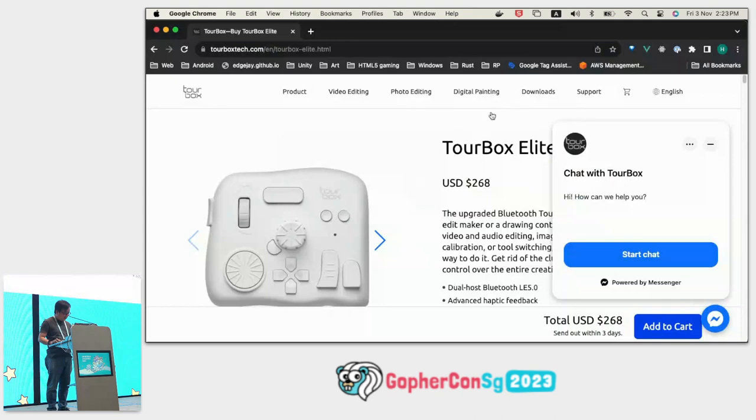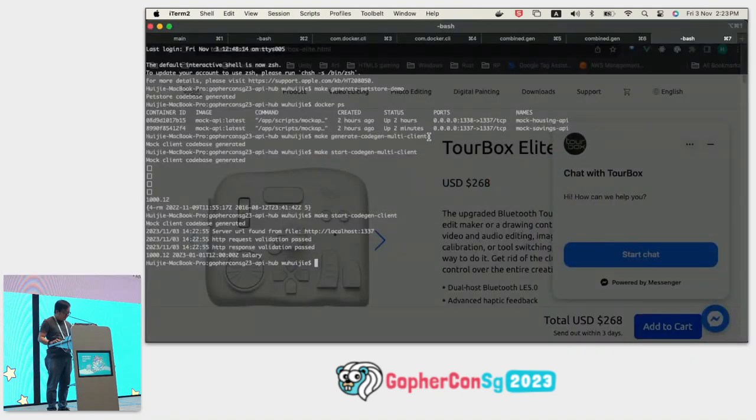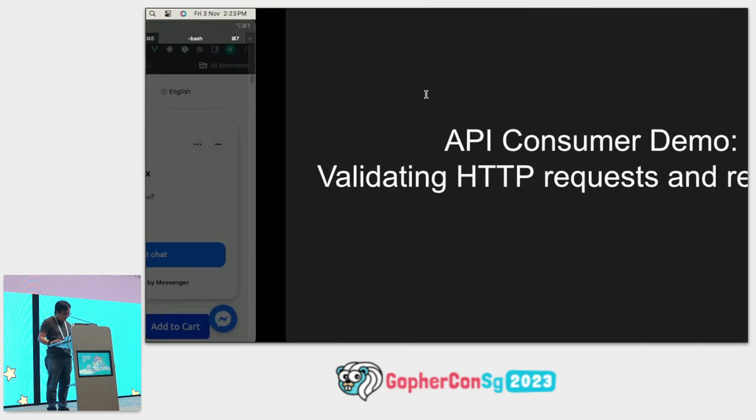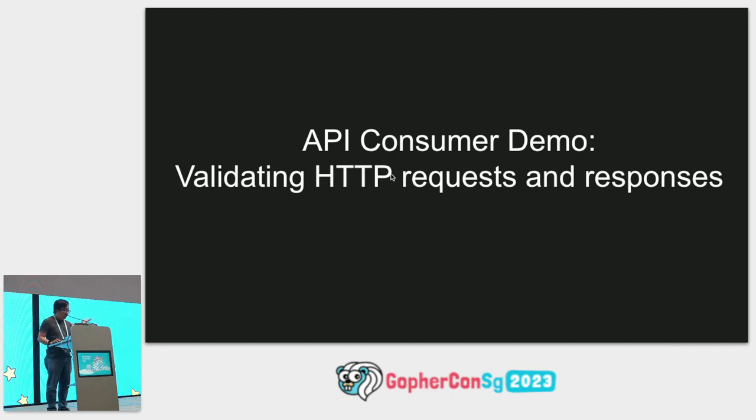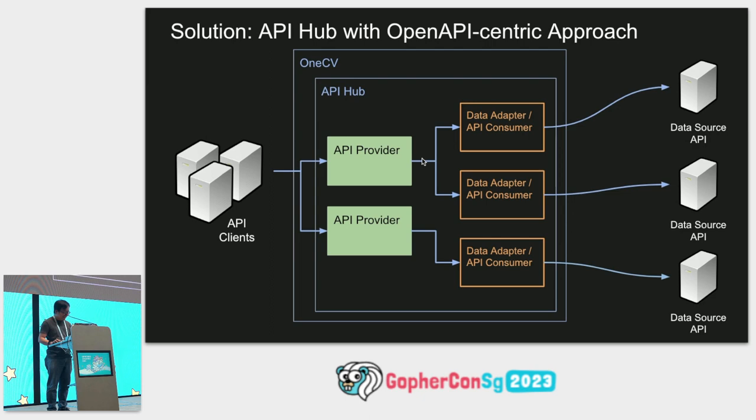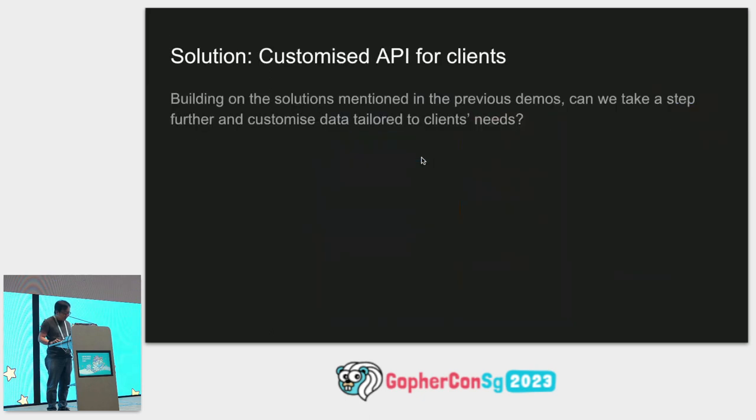Oops. Ooh, sorry. Haha. Toolbox is quite useful for Photoshop. Oops. Okay.